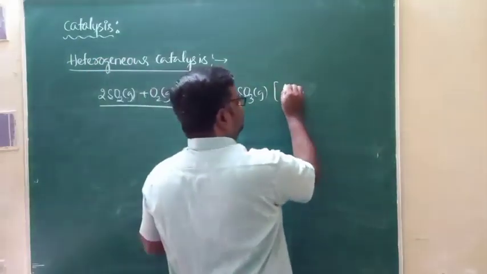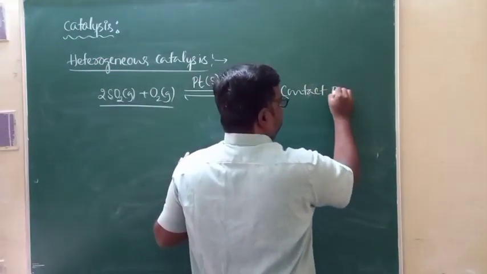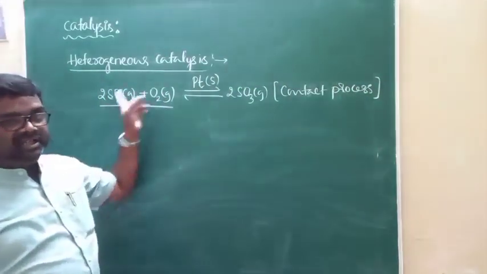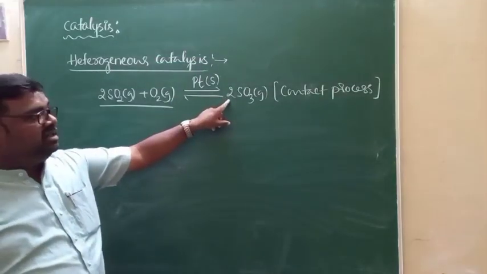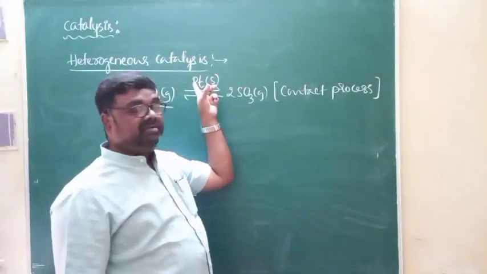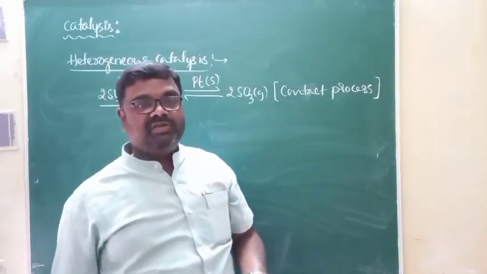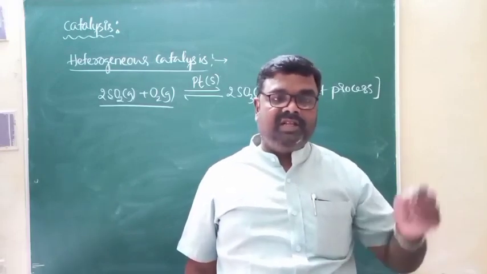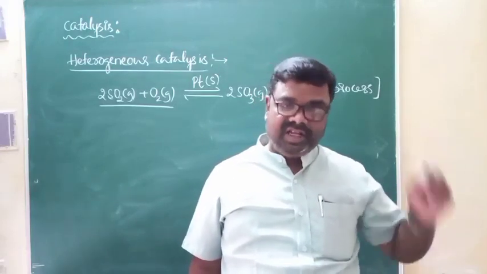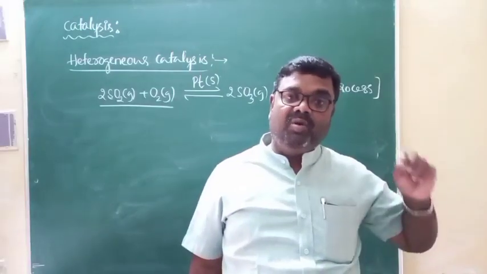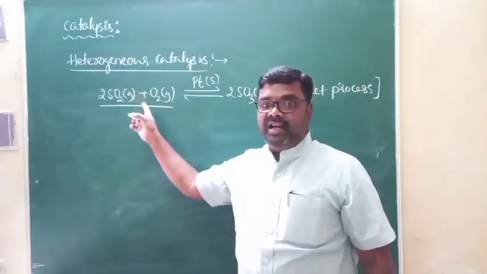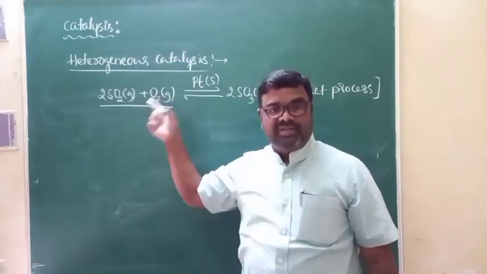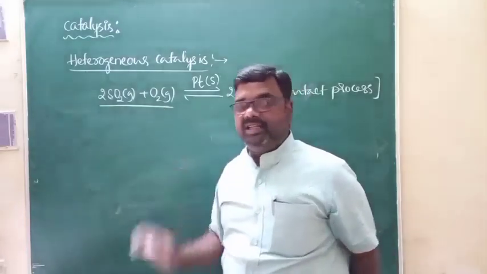And of course, this is the contact process. Just observe, in contact process and Chambers process, the key reaction is same for the manufacture of sulfuric acid, but in contact process, we use platinum as a catalyst. In Chambers process, we use nitric oxide gas as a catalyst. That's why the key reaction in the manufacture of sulfuric acid by Chambers process is an example for homogeneous catalysis. This is a key reaction for the manufacture of sulfuric acid by contact process. It's an example for heterogeneous catalysis. Reaction is same, but the catalysts are different.